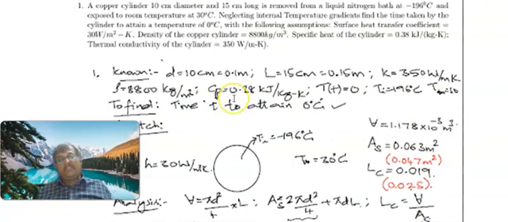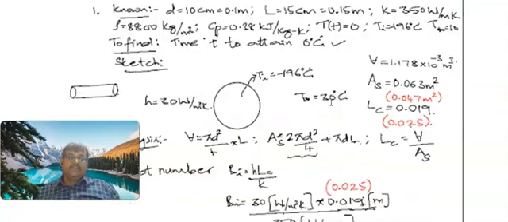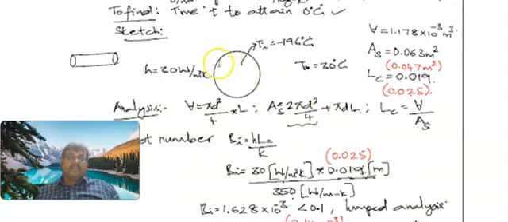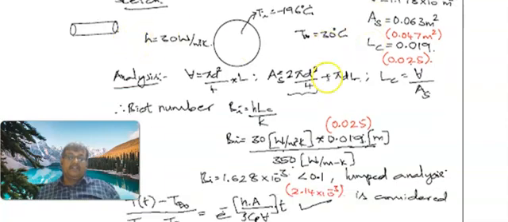Now let me note the given data: D, L, K, rho, Cp, Tt, Ti, T infinity, and we have to find the time to attain 0 degrees centigrade. This is the cylinder, with the volume, area of cross section and effective length, and T infinity, everything is given.